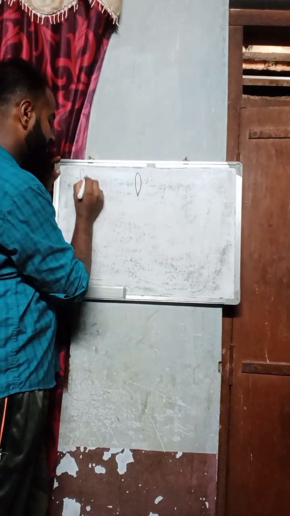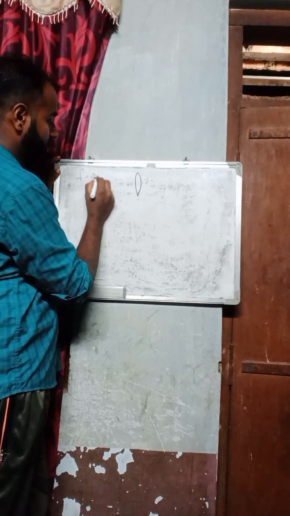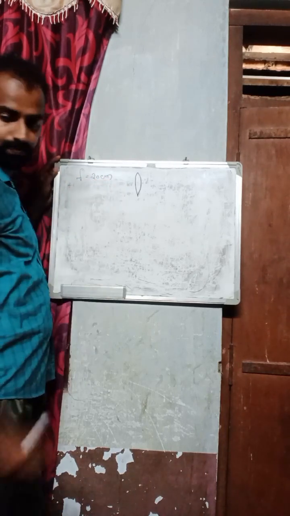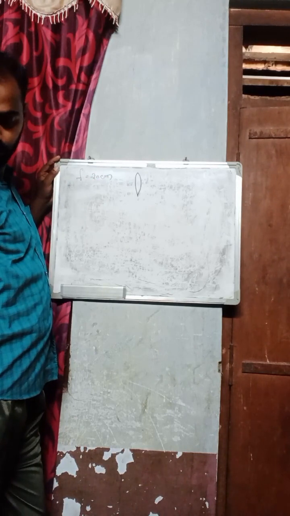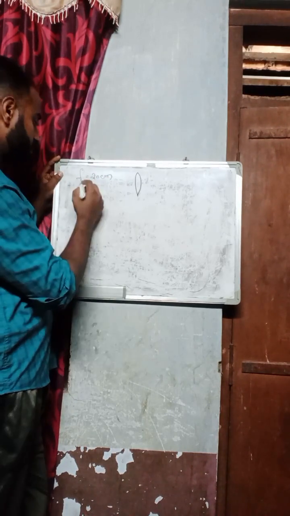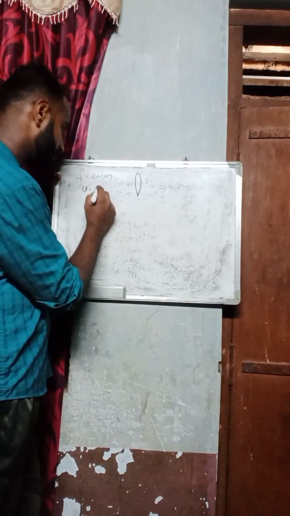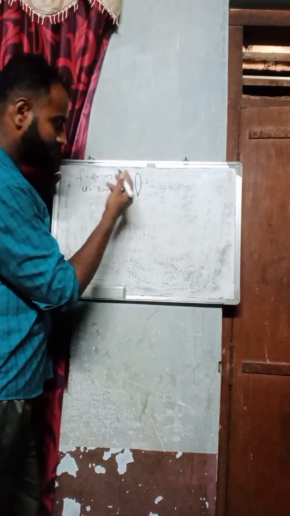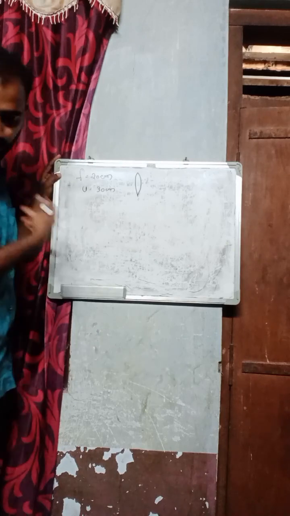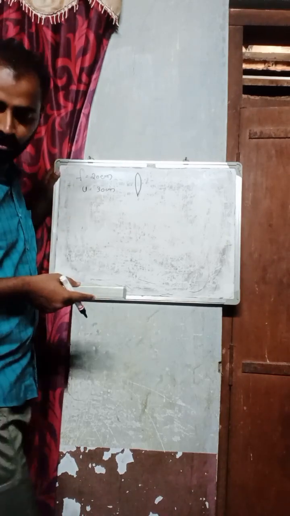Focal length of 20 centimeter. Object distance u is 30 centimeter. I'm not writing the question, I'm saying the question. I hope you guys also following this.